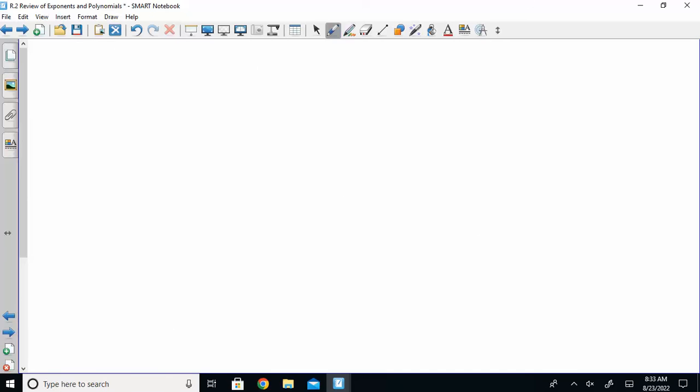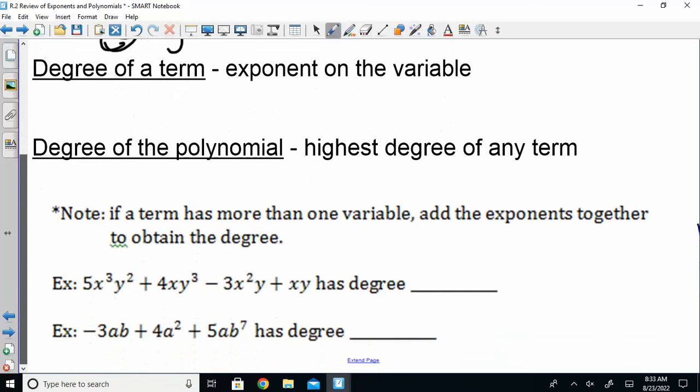Okay, so right here on your handout, I did actually type a couple. So this first one, how many terms is this one? 4 terms. Okay, if I'm looking at the degree of the polynomial, I have to find the highest degree. So what's the degree of the first term? 5. The second term? 4, 3, 2. So the biggest one is 5.